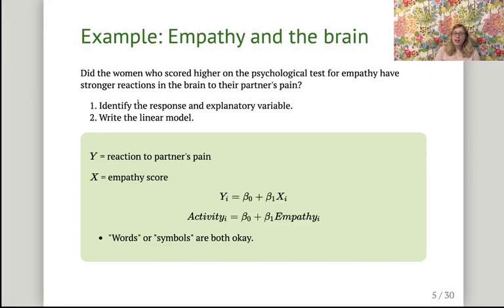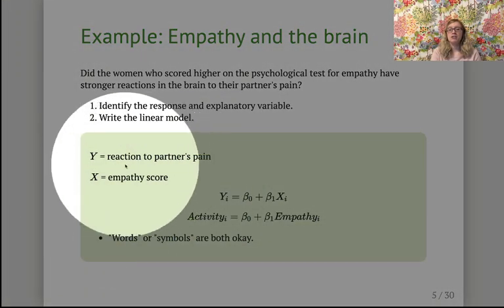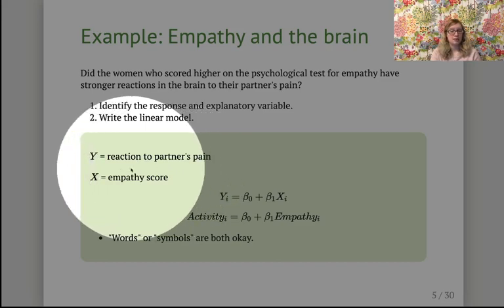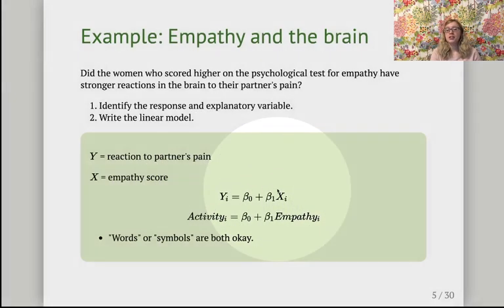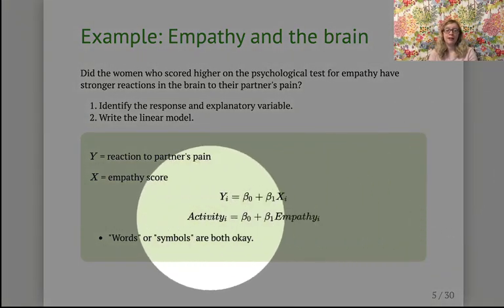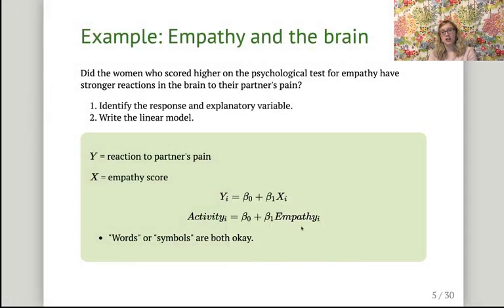The response variable here, the y variable, the variable we care most about, is the physical reaction to the partner's pain. We think that we could use the empathy score to predict it. So our model looks like this: y is equal to beta 0 plus beta 1 times x. You can write this in terms of x and y, or if you prefer, in terms of the actual variables. So we think that the brain activity level is a linear function of the empathy score. Either one is acceptable.